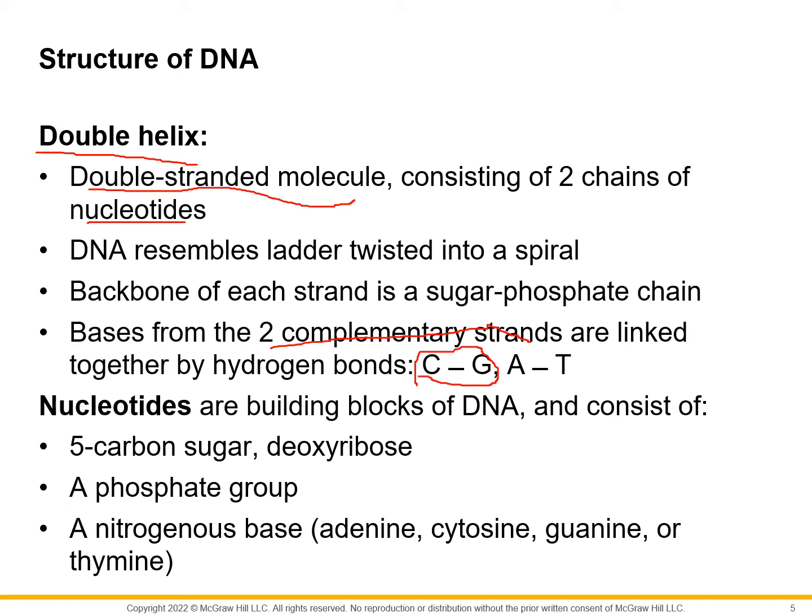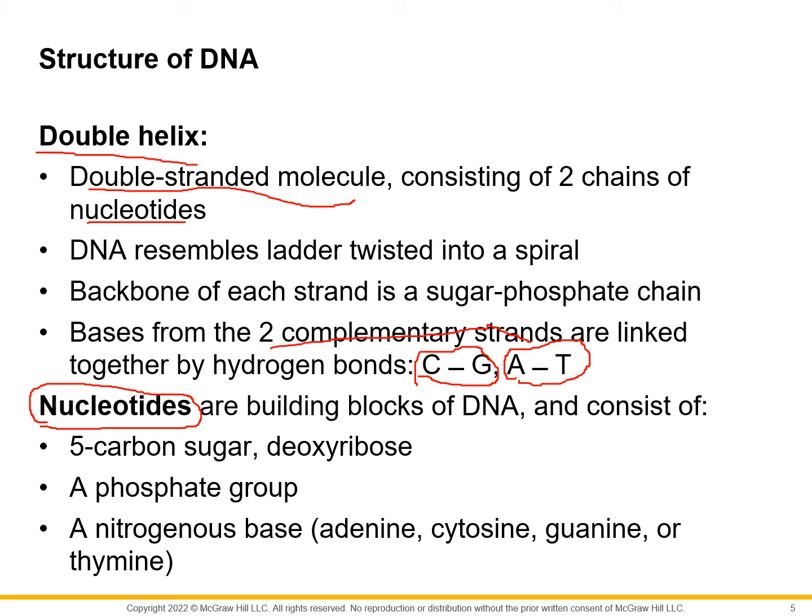We'll look at the names of these in just a second, but remember that C always binds to G and A always binds to T, or vice versa. And these are called nitrogenous bases. But when we look at nucleotides, remember nucleotides are the building blocks of nucleic acids.